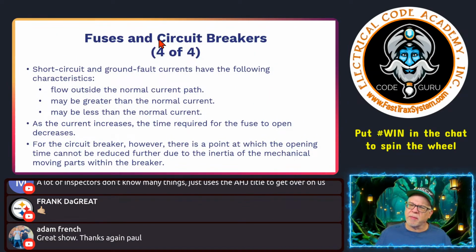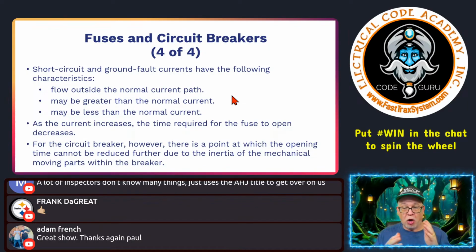Now, fuses and circuit breakers. The short circuit and ground fault current have the following characteristics. One, flow outside the normal current path. Obviously short circuit and ground fault are flowing through a device not on its intended path, right? A circuit's designed to flow on its intended path, on the conductors that you construct. Anything that flows back to the source on an unintended path outside of normal current flow can be classified as things like short circuit and ground fault protections.